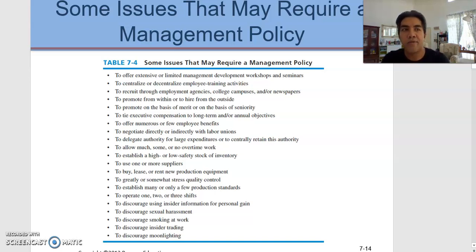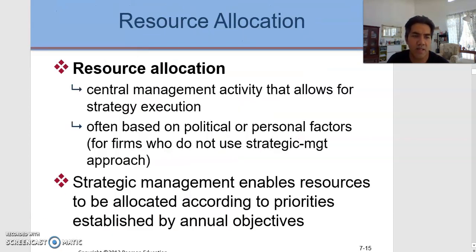And we have also discussed the policy. The element of policy is important in order to speed up the decision-making process. It is designed to serve as guidelines for the organization to make decisions. And in these particular slides, you can look at several issues that might require a management policy: smoking, sexual harassment, and whether to use one or more suppliers. So those are some of the policies being implemented in the organization.